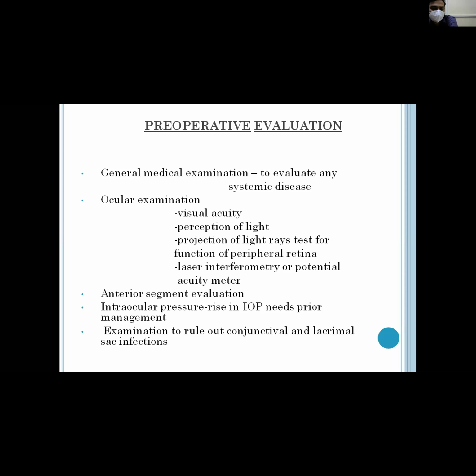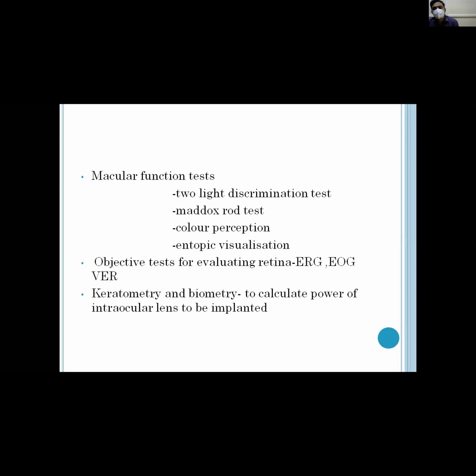Intraocular pressure: a rise in IOP needs prior management. Examination to rule out any conjunctival and lacrimal sac infections. Macular function tests: two light discrimination test, Maddox rod test, color perception and entoptic visualization. And keratometry and biometry to calculate the power of the intraocular lens to be implanted.